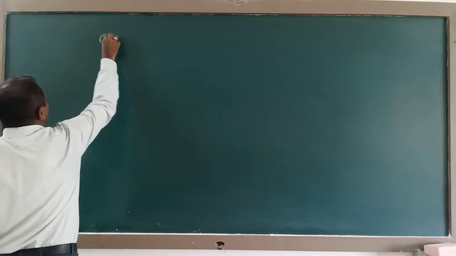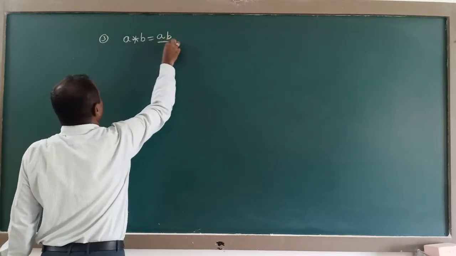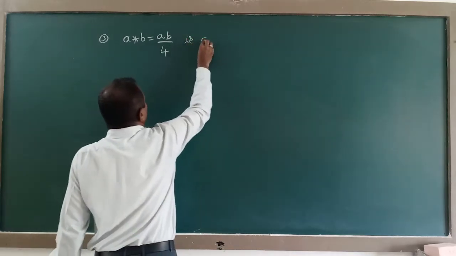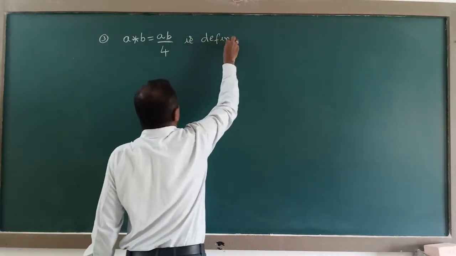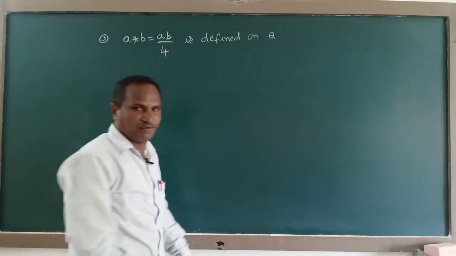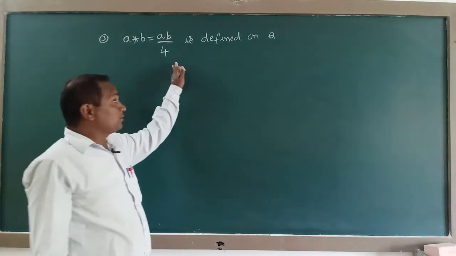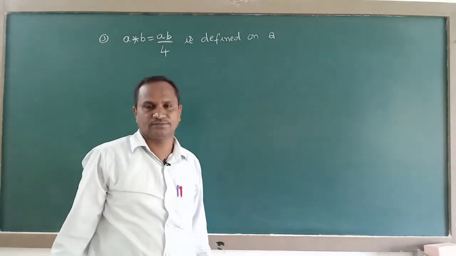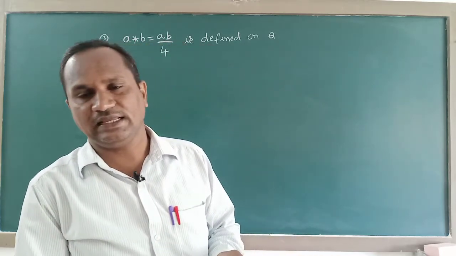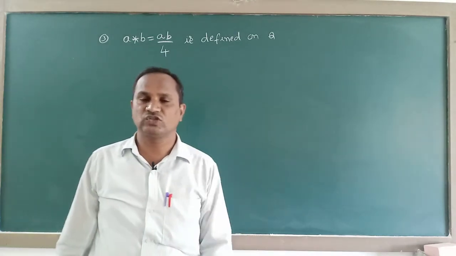Third question. A star B is equal to AB by 4, defined on Q. Here Q means the set of all rational numbers. This operation holds all three properties. It satisfies commutative and identity, and we even get an identity element for this. Star satisfies associative also.